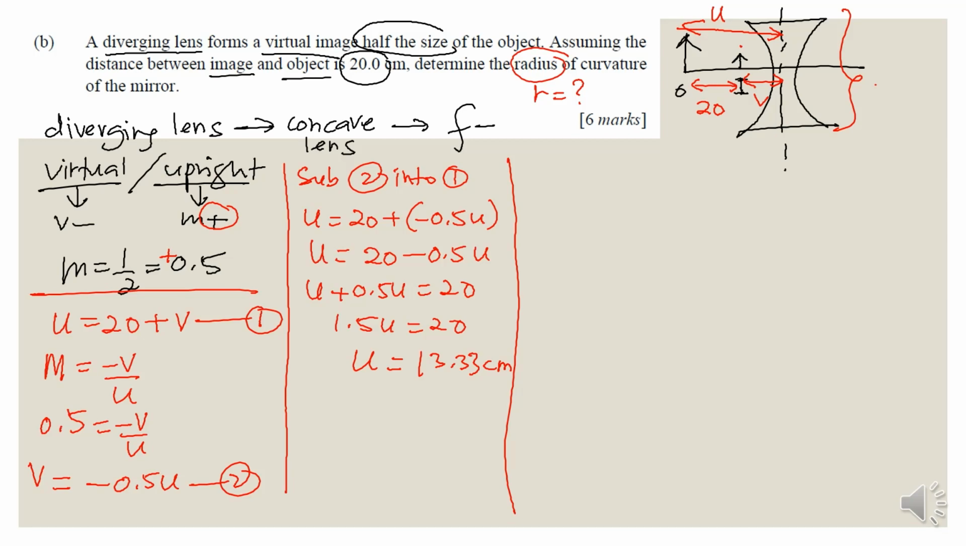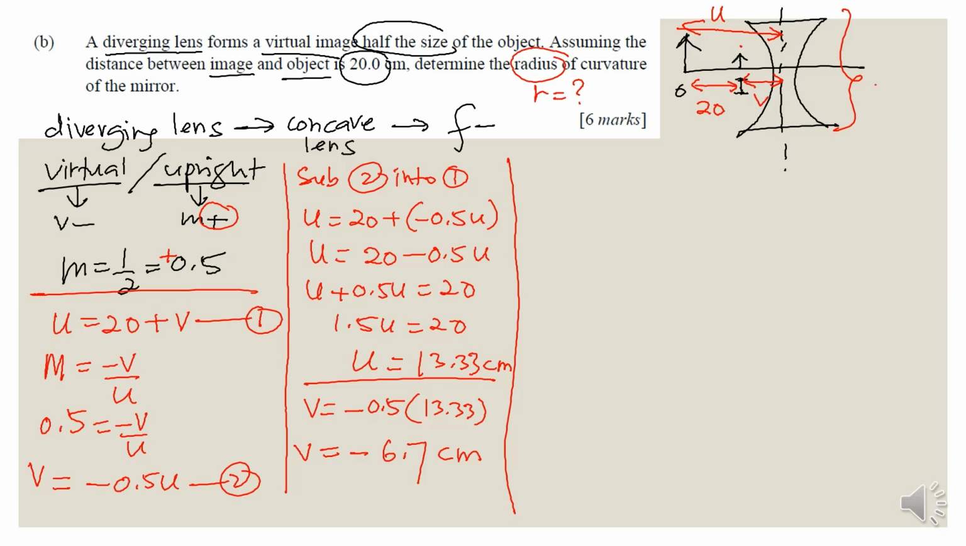Okay, so kita dapat ini U. Okay, lepas tu masuk balik dalam equation 2 untuk cari V. So V sama dengan negatif 0.5 darab 13.33. So V akan dapat negatif 6.7 cm. 13.33 darab 0.5. Okay, 6.65 ataupun 6.7.